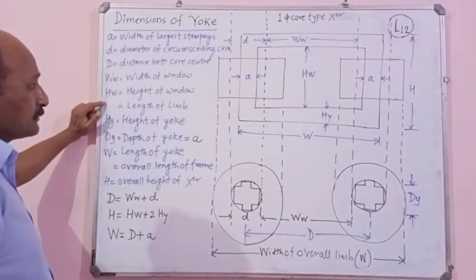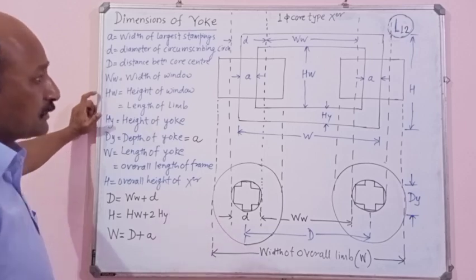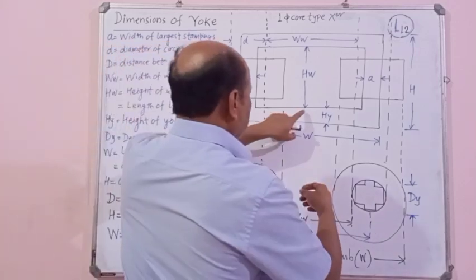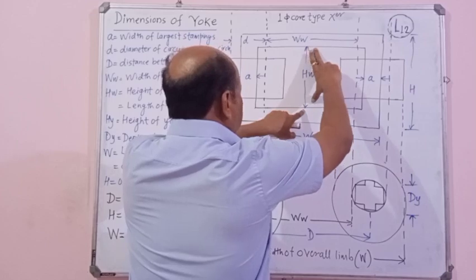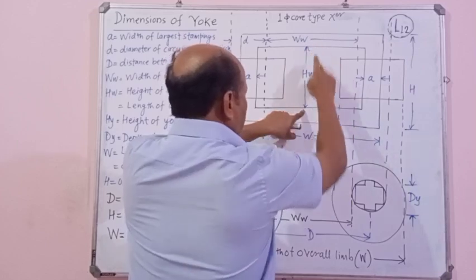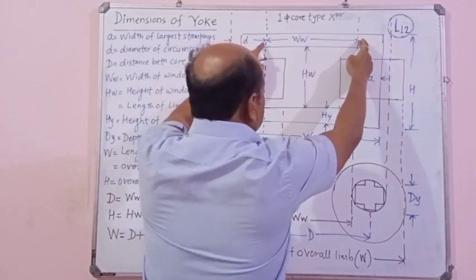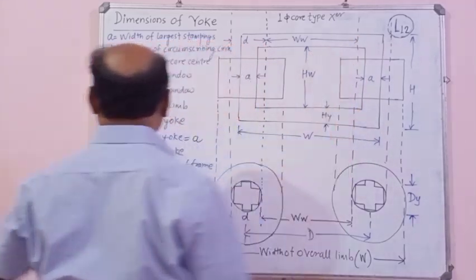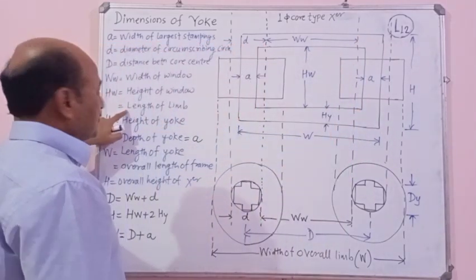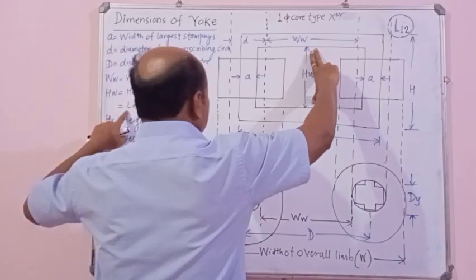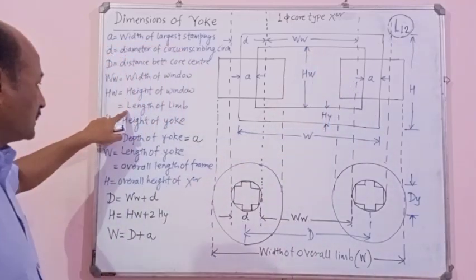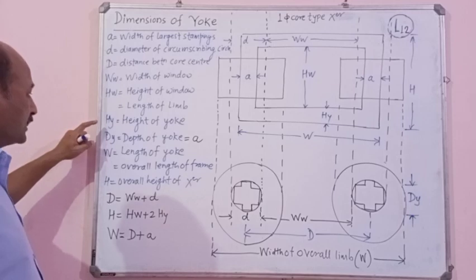Next one is the height of the window. So the height of the window is measured between this distance. This one is the width of the window and this one is the height of the window. The height of the window is also called the length of the limb.